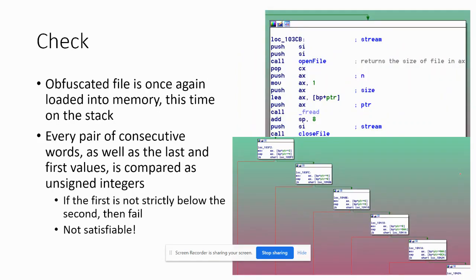Finally, our input is checked by opening this file one last time in memory, and then checking every pair of consecutive bytes, or sorry, consecutive words, and doing an unsigned comparison between them. It must be true that the first argument has to be strictly below the second argument to continue with the check and eventually return true. In addition, the last and the first values are also compared in such a manner. So as we can see, there's actually no way to defeat this checker. Every time we'll end up getting an invalid key.